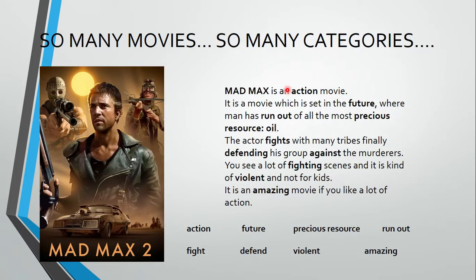Mad Max. Mad Max is an action movie, una película de acción, okay? So it is a movie which is set in the future where a man has run out of a most precious resource, oil, yeah? So the actors fight with many tribes, finally defending his group against the murderers. So you see a lot of fighting scenes and it's kind of violent and not for kids. And it is an amazing movie if you like a lot of action. So Mad Max is an action movie. Don't forget, action movie.